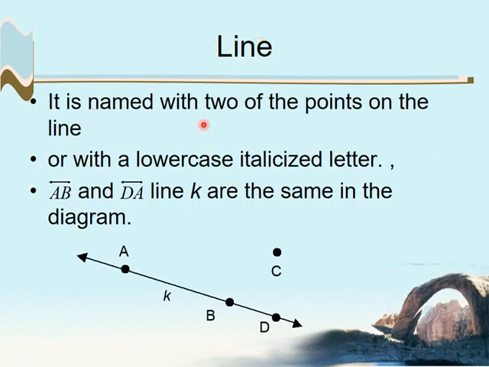A line is named with 2 of the points on the line or with a lowercase italicized letter. Line AB, line DA, and line K are the same in the diagram. Line AB and line DA, or the line named K, are the same.